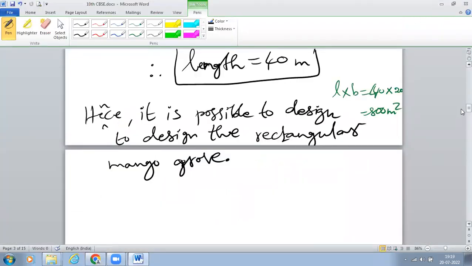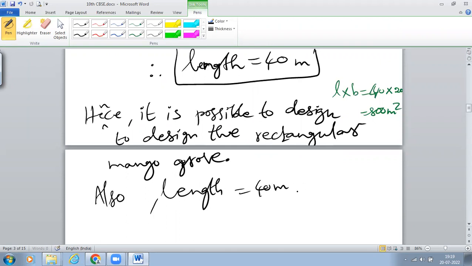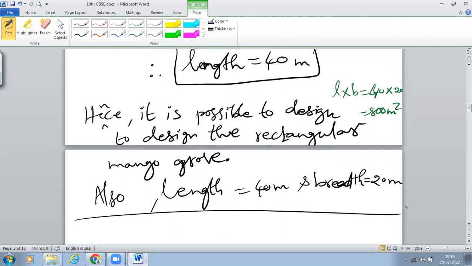So now we have proved that yes, we can design a mango grove according to the given condition. After confirming it is possible, we have to write the length and breadth. So we have got the length and breadth also. Length is equal to 40 meters and breadth is equal to 20 meters. This is the answer.